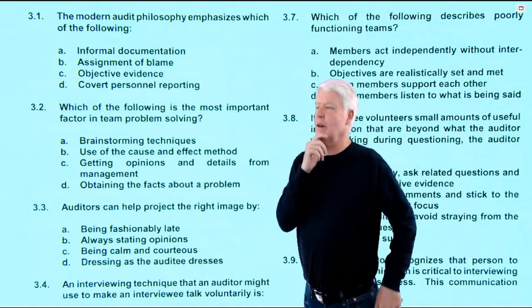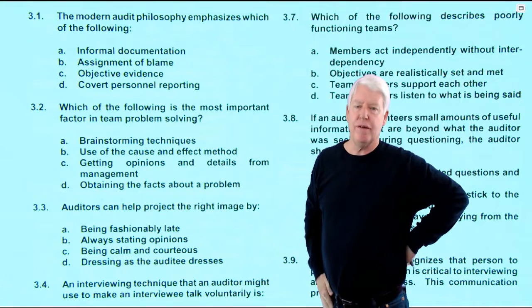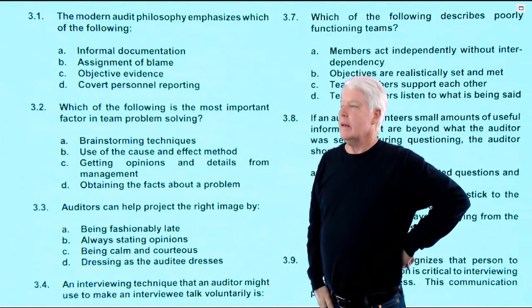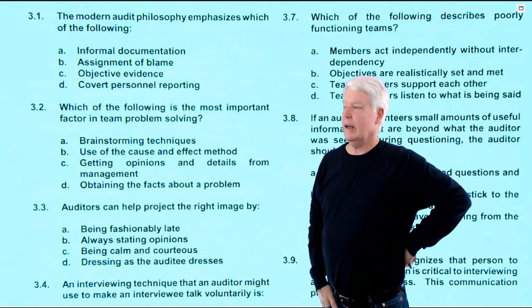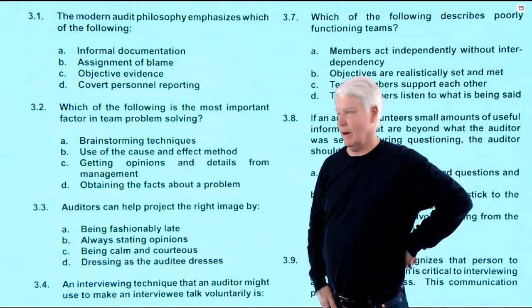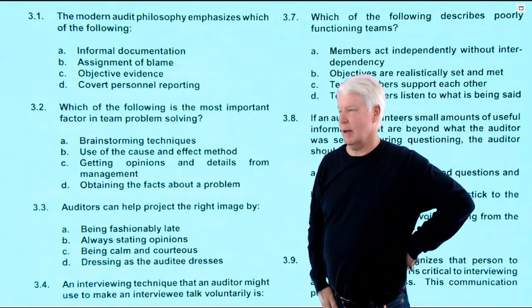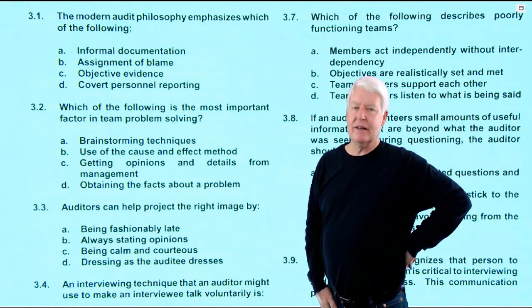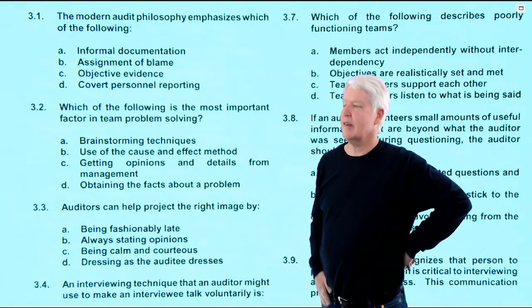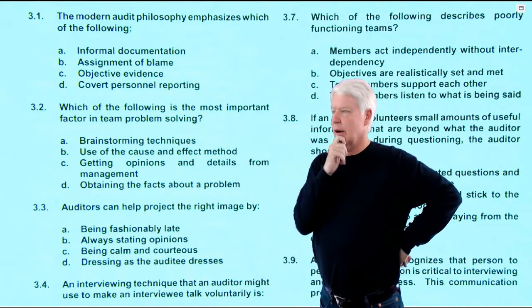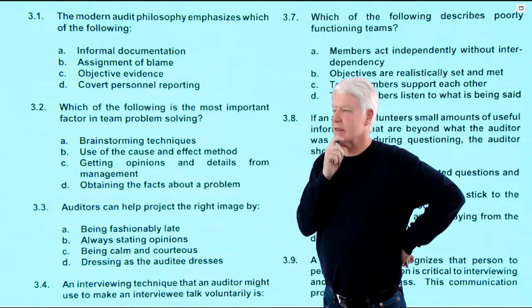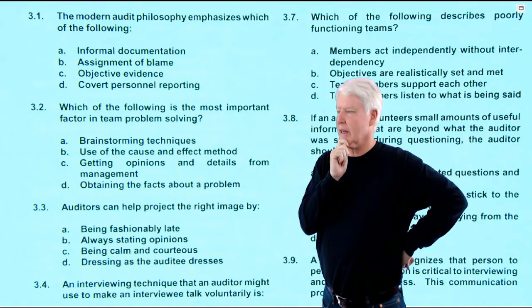The modern audit philosophy emphasizes which of the following? Okay, informal documentation? No. Formal documentation is modern audit philosophies. Assignment of blame? No, you're looking for system problems. Objective evidence? Yes, that is true. That is modern audit philosophies. Objective evidence. Covert personnel reporting?